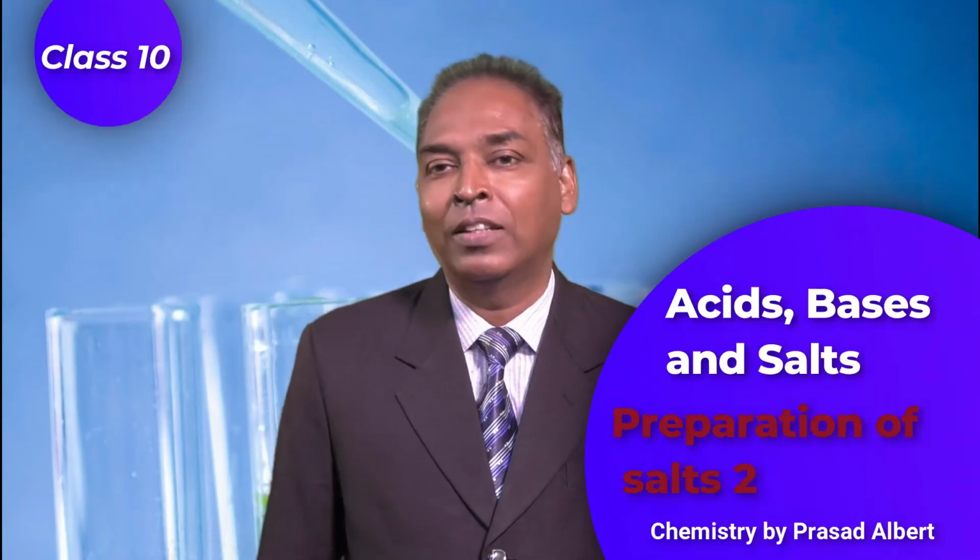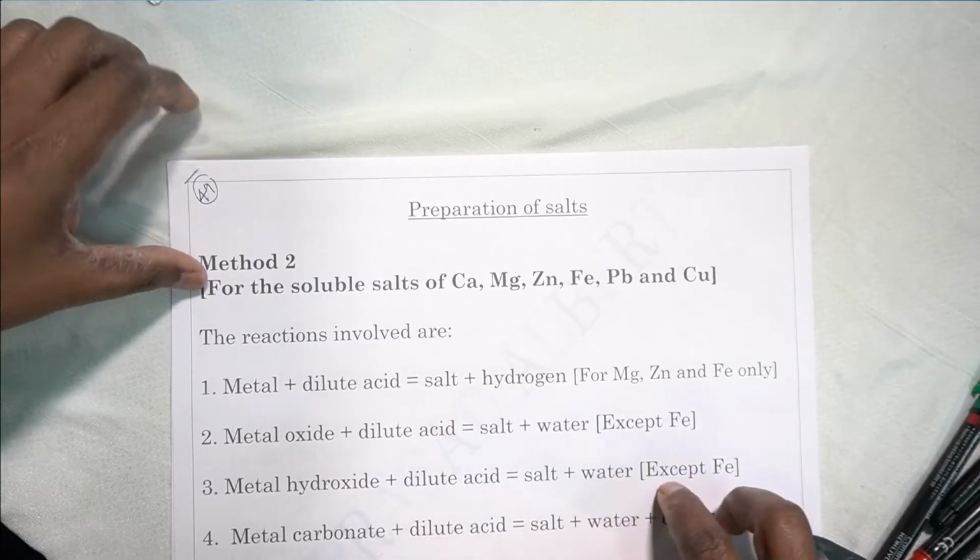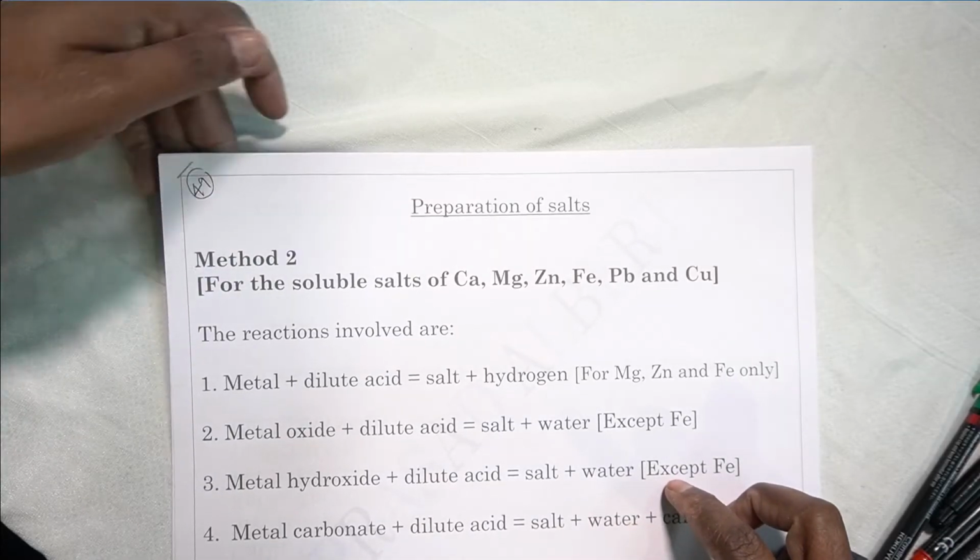Hello students, in the previous video we discussed the preparation of highly soluble salts of potassium and sodium. Now in this video we are going to see the soluble salts of other metals in the activity series, metals below sodium, that is calcium, magnesium, zinc, iron, etc. So keep watching. Method 2 for the preparation of salts.